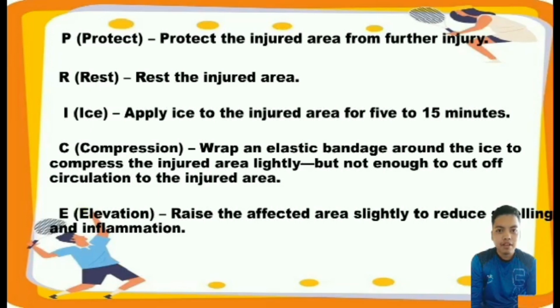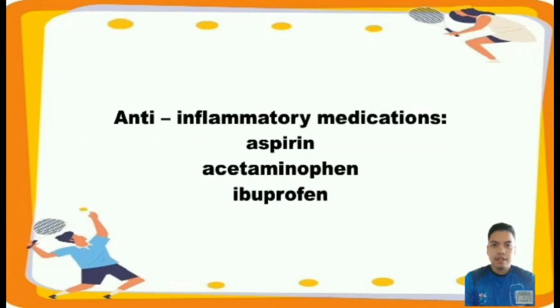Raise the affected area slightly to reduce swelling and inflammation. In addition to the acronym PRICE, you can talk to your doctor about using anti-inflammatory medication as needed, such as aspirin, acetaminophen, or ibuprofen. You should check to see if you have allergies to these drugs before use.